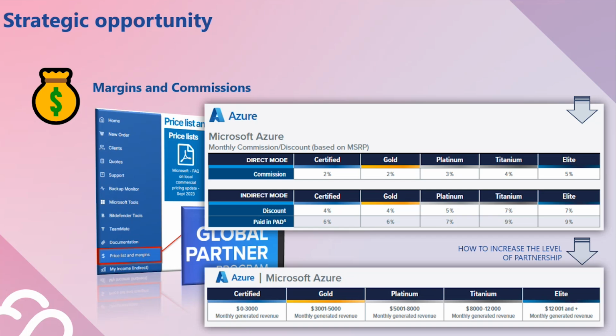Next question: how can I increase my level of partnership? It's easy. You only need to increase your monthly generated revenue from Azure or from another source. Microsoft Office 365 is a good one too. The more you distribute, the higher your percentage of margin and commission.